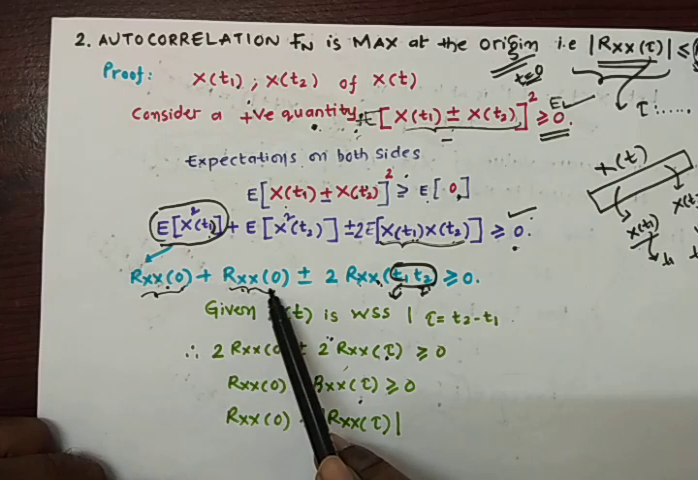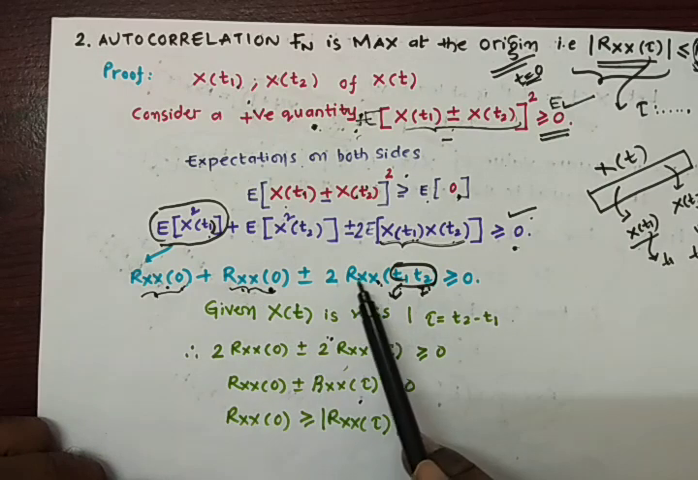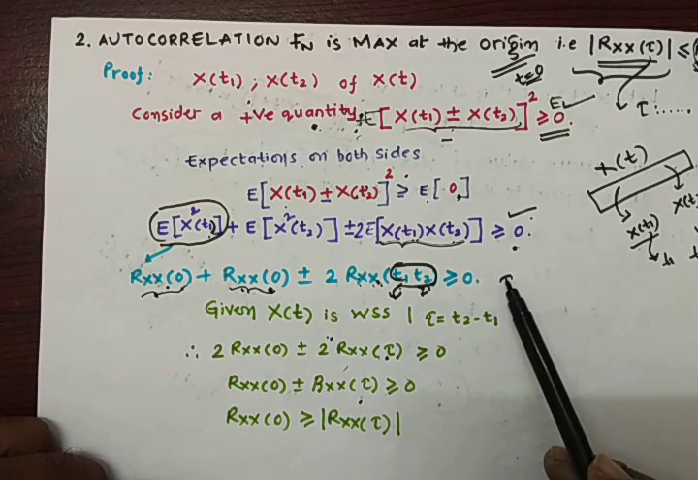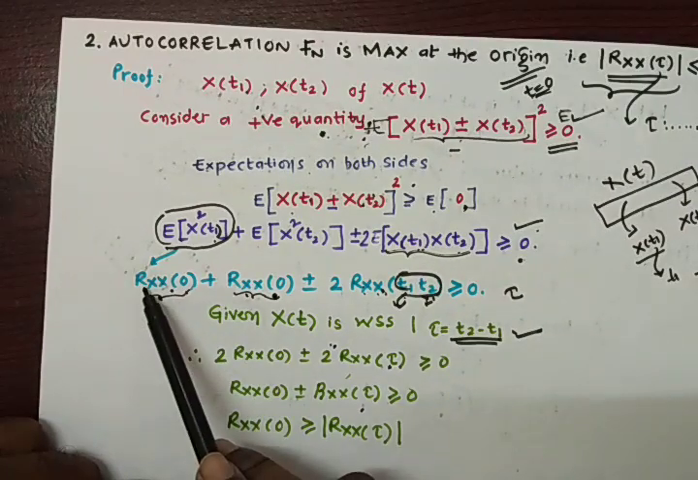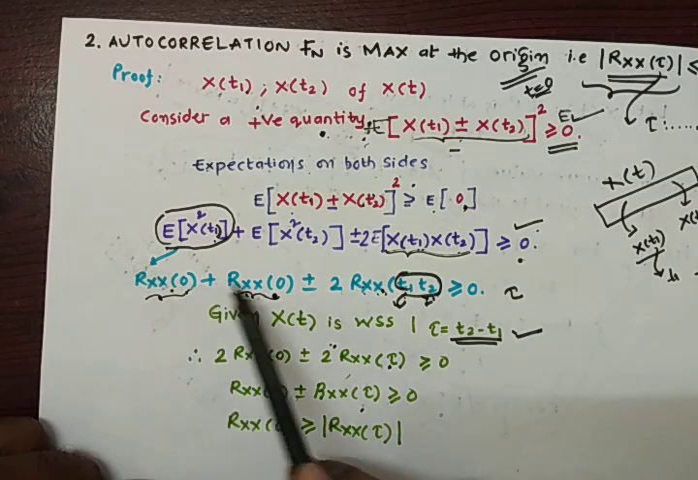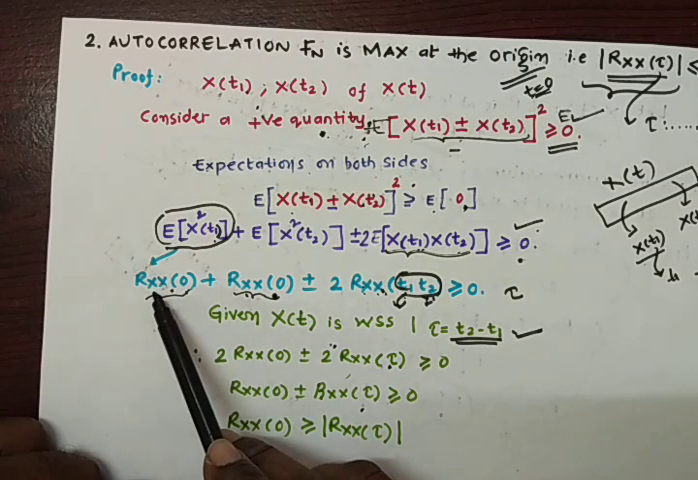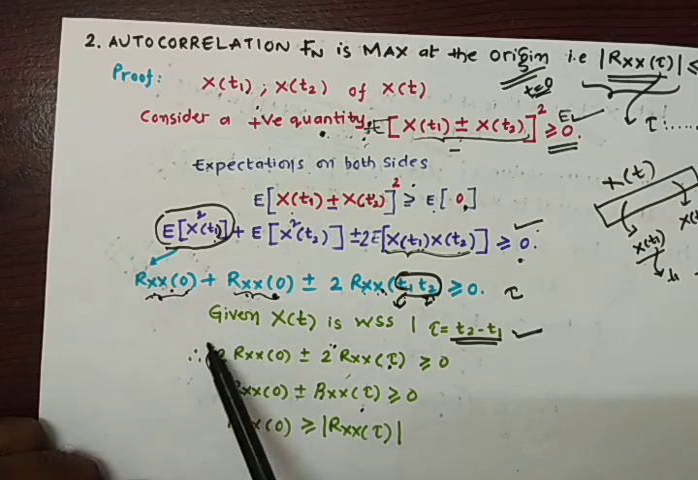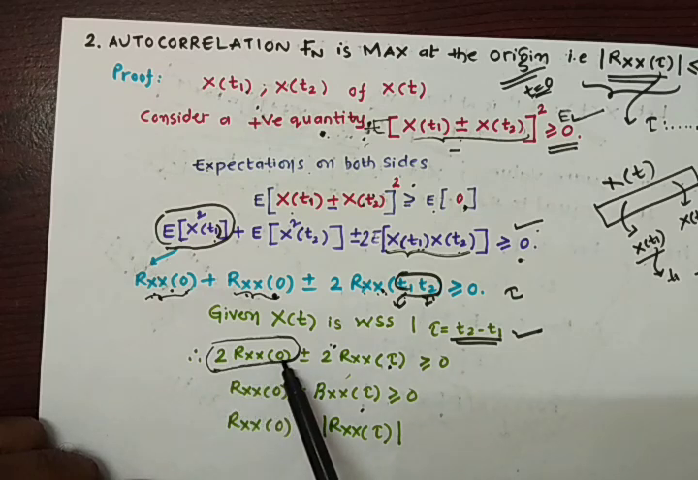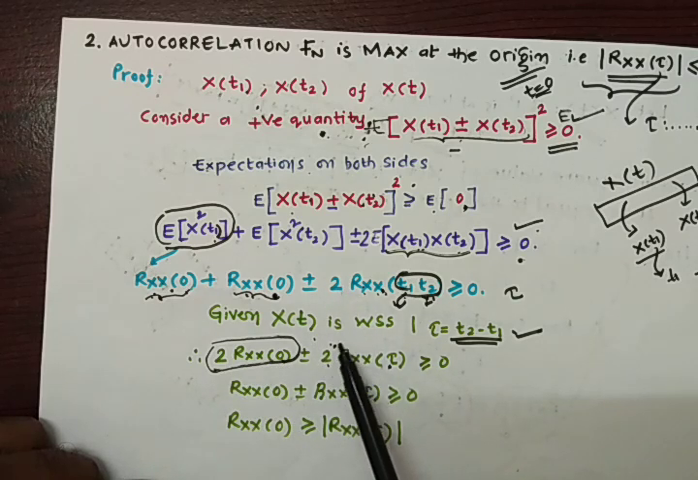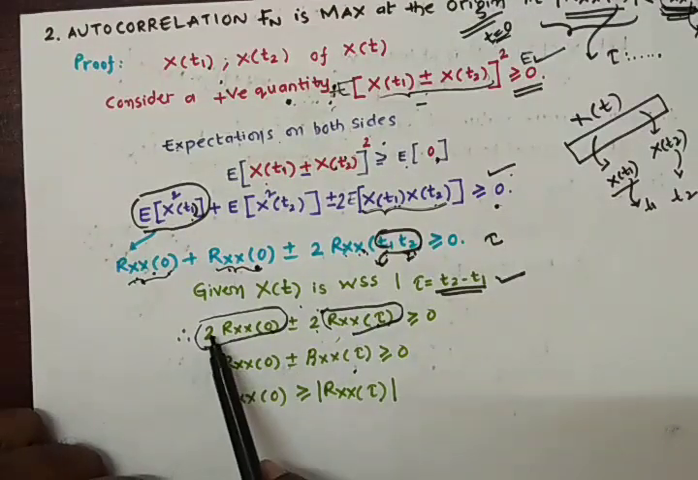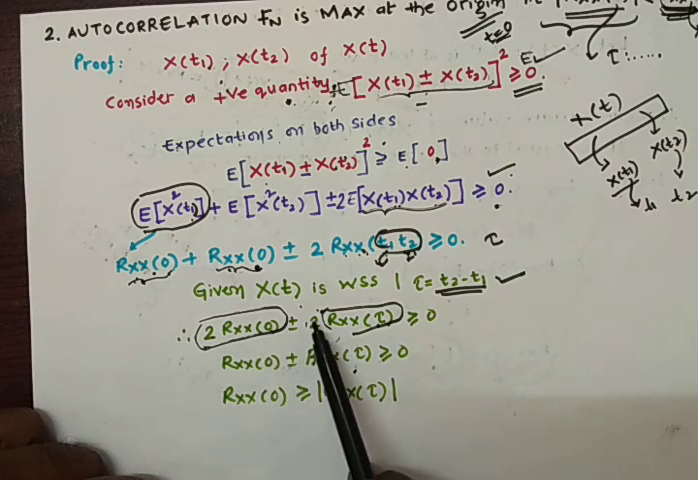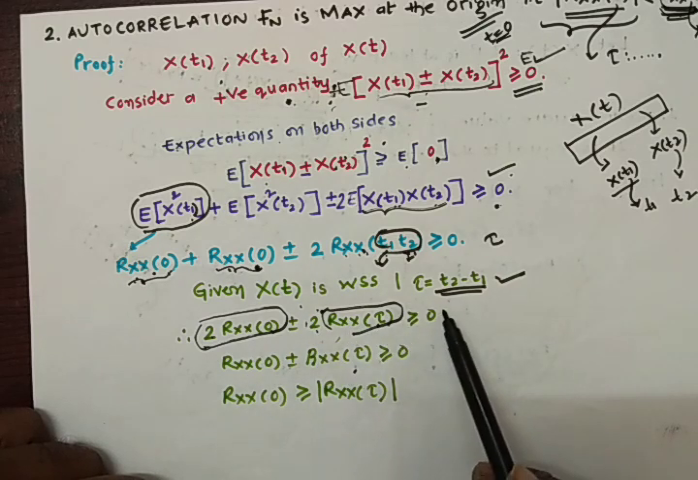This is also the autocorrelation function at the origin, and this is the autocorrelation function at tau, where we know that tau is t2 minus t1. Then this is the autocorrelation function at the origin, and this is also the autocorrelation function at the origin. This is 1 and 1, this is 2 Rxx of 0. That means 2 times the autocorrelation function at the origin plus or minus 2 times the autocorrelation function at tau. Tau is nothing but t2 minus t1. So you have 2 Rxx of 0 plus or minus 2 Rxx of tau greater than or equal to 0.